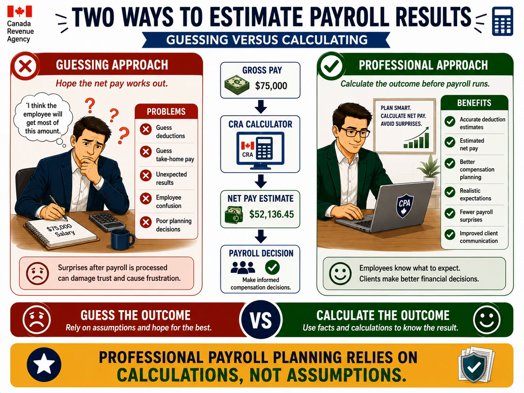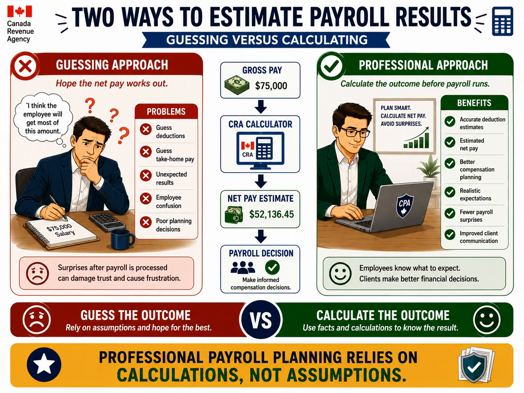Instead of guessing, the practitioner uses the CRA Payroll Deductions online calculator. The process begins with the gross pay amount. That information is entered into the calculator. The calculator then applies payroll formulas and estimates the deductions that will likely apply. The result is an estimated net pay amount. Once the net pay estimate is available, the practitioner can evaluate the outcome before making a final payroll decision. This creates a much stronger planning process.